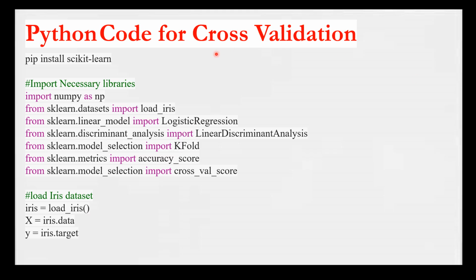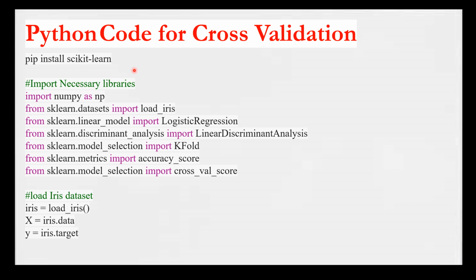To understand this better, let's discuss the Python code for cross validation. This Python code is a step-by-step example of how to perform k-fold cross validation on a machine learning model using the popular scikit-learn library. First, we will import the necessary libraries.